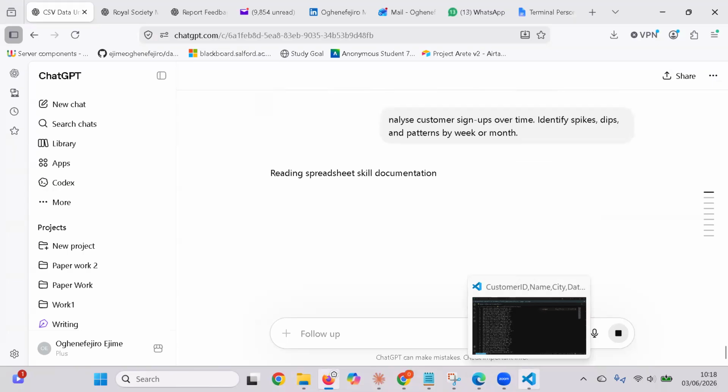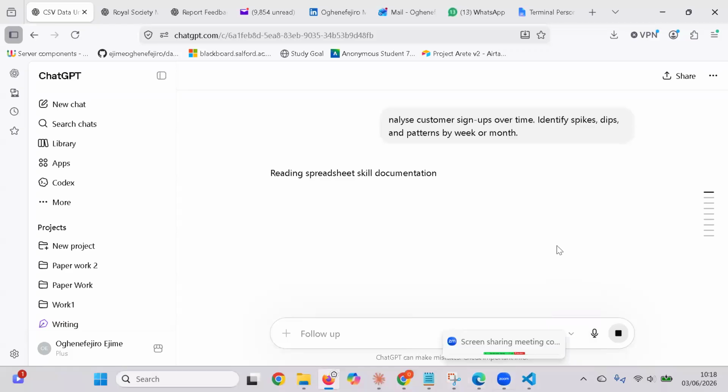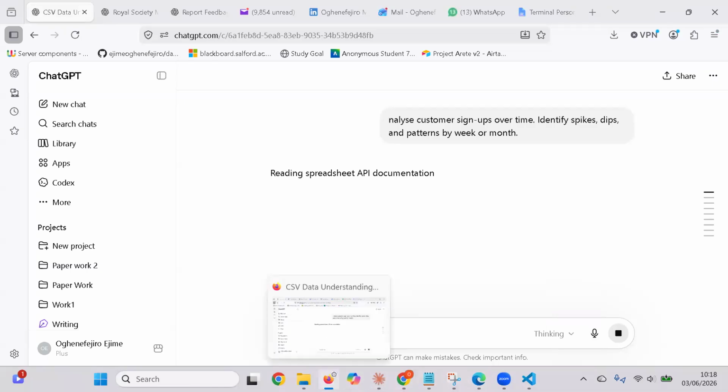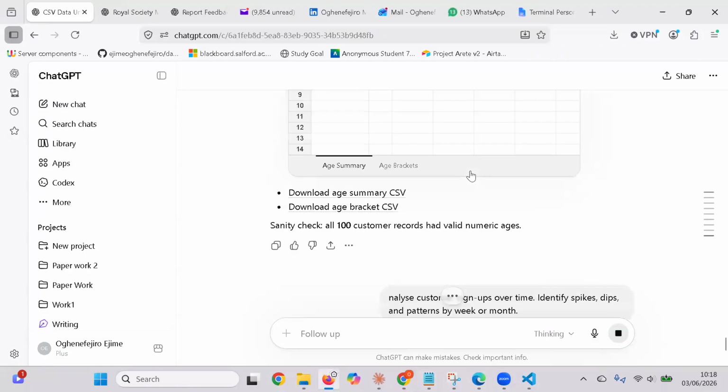So how are we identifying this sign up? Can someone please help me in the comment section? How is it identifying this sign up?